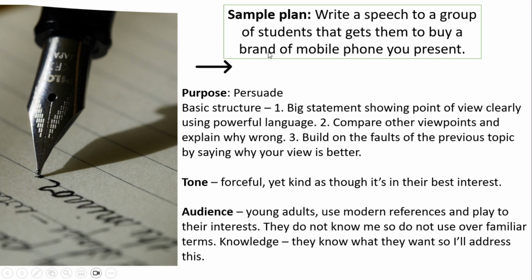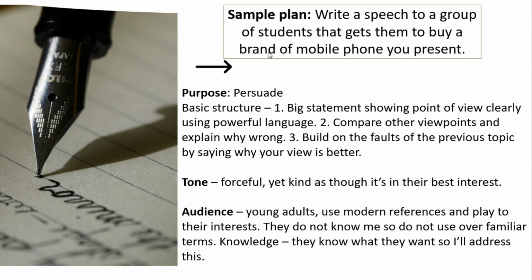I've written my basic structure, just 3 points. Number one, I want to make that big statement showing my point of view clearly, using powerful language about why my brand of mobile phone is so good. Number two, I want to compare other viewpoints and explain why other brands might not be so good. Number three, I want to build on those thoughts from the previous topic by reinforcing and just saying why mine is better. Okay, that's just a simple structure so that I know I definitely am trying to persuade. I've made a note of the tone. I want it to be quite forceful, forceful in confidence of the mobile phone brand. I want to be as though it's in their best interest.